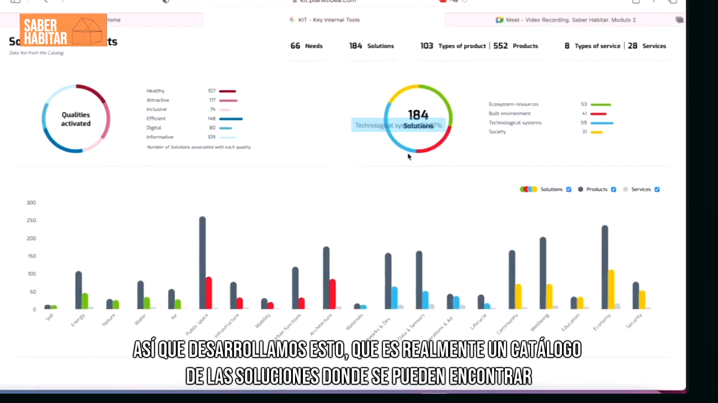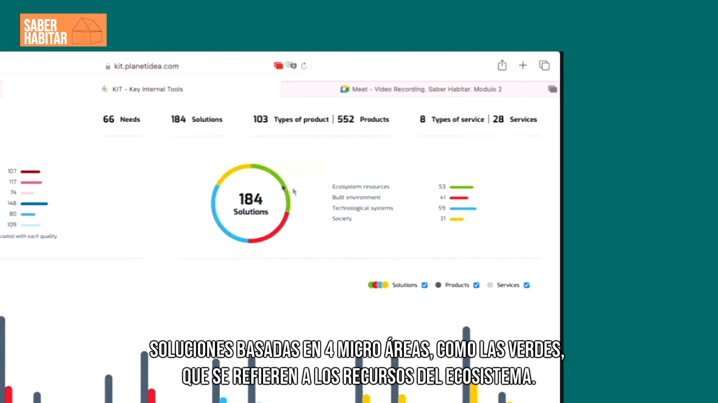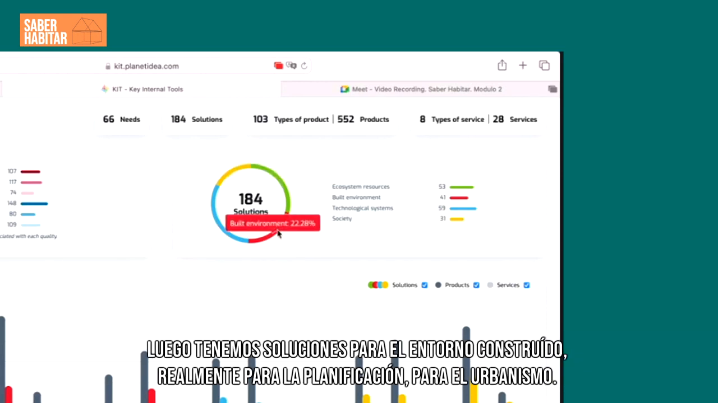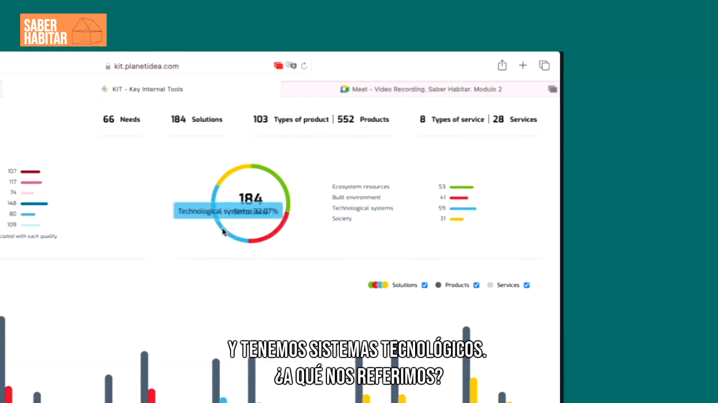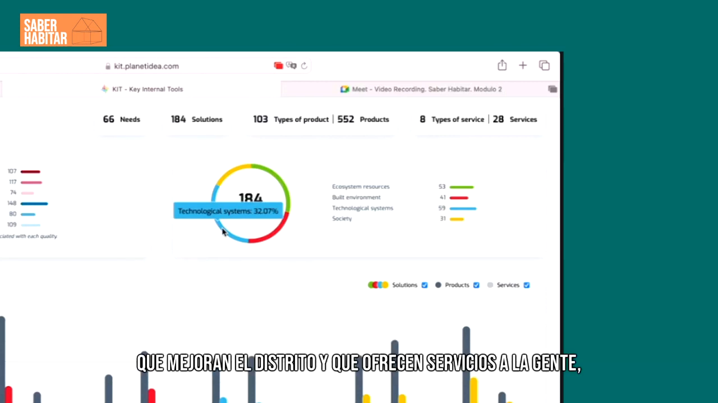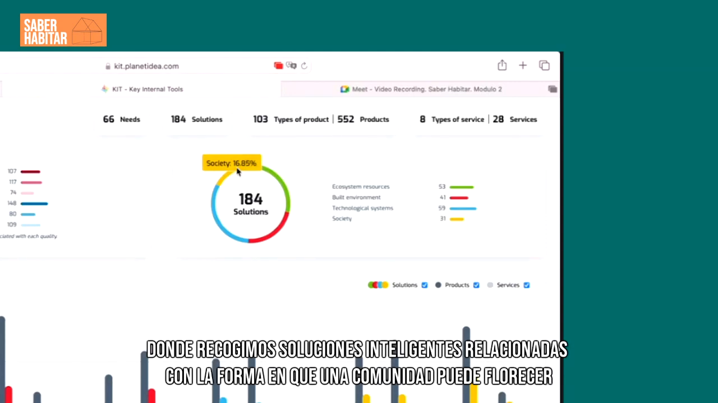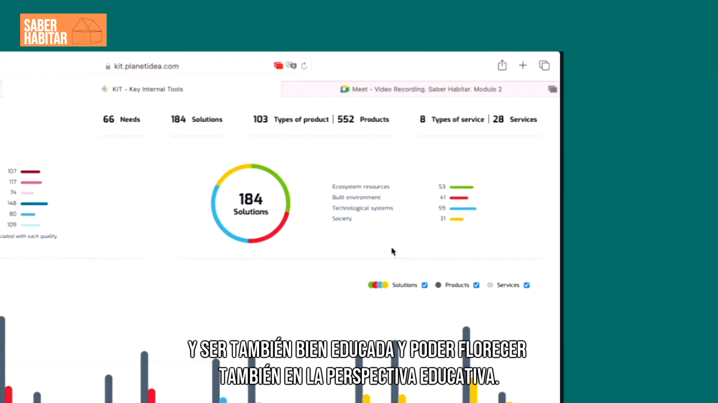So we also developed this catalog of solutions where you can find solutions based upon 4 macro areas. The green ones refer to the ecosystem resources. Then we have solutions for the built environment, really for the urban planning. Then we have technological systems. What do we mean? We mean not just digitization of the environment, but also all of those technologies that make the district better and that offer services to the people. Finally, but last but not least, society, where we collected smart solutions related to how a community can flourish and be well educated, and can flourish also from the educational perspective.